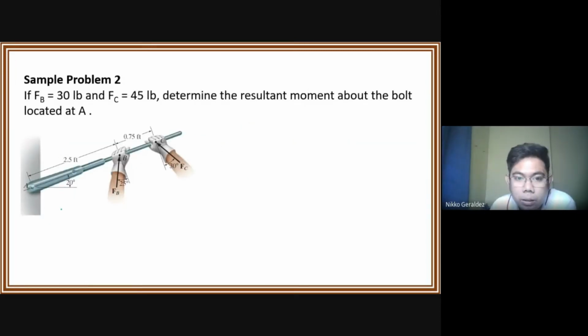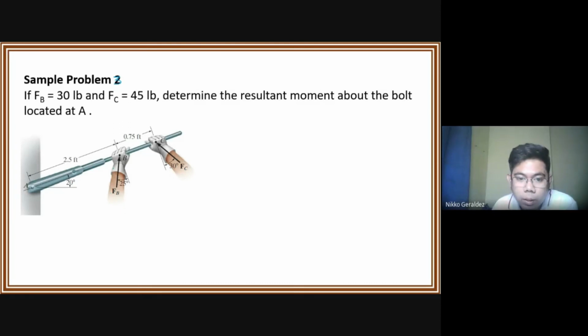Sample problem 3. So, if force B is 30 pounds and force C is 45 pounds, determine the resultant moment about the ball located at point A. So, resultant moment daw at point A. So, ano natin isa-solve? So, resultant moment, kunin natin yung resultant ng moment ng force B at moment ng force C.